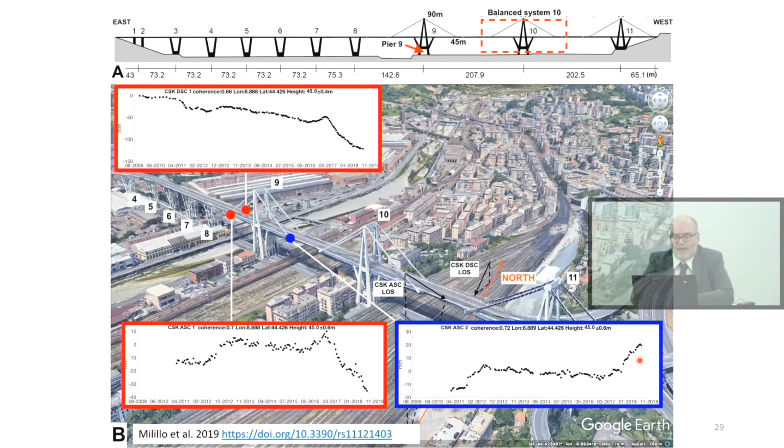So engineers can use this kind of information to understand what was the mechanism, what was happening just before, a few days before the main collapse event. So we are talking about measuring millimeters from a distance of about 700 to 800 kilometers. Again, this is really the magic of this technique.